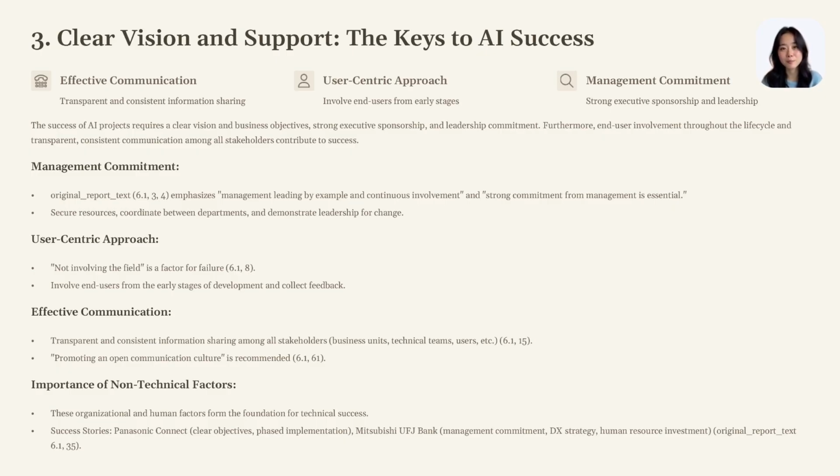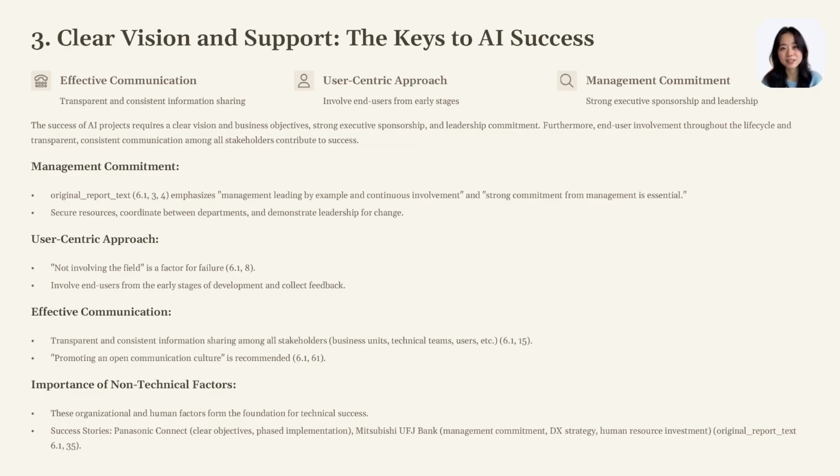AI projects involve many stakeholders, including business departments, technical teams, end users, and management. It is important to share project progress, challenges, goals, etc. consistently and transparently among these stakeholders. It is recommended to promote an open communication culture. The commitment of management, user involvement, and effective communication that we have discussed so far, although these are not technical elements, are actually very important foundations that support the technical success of AI projects.